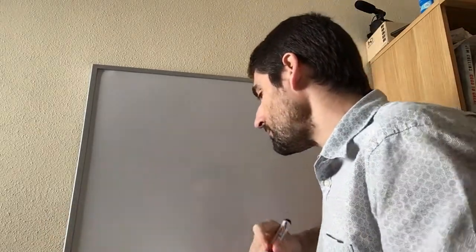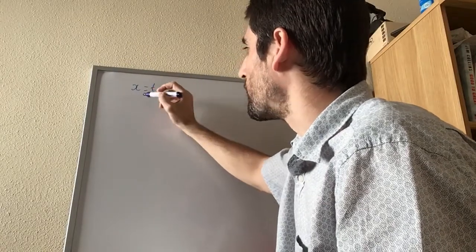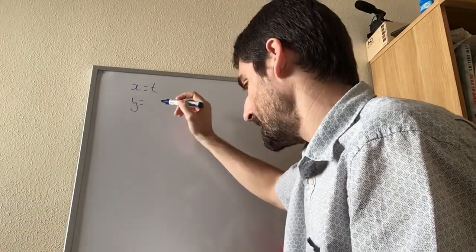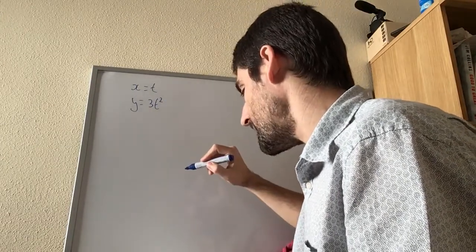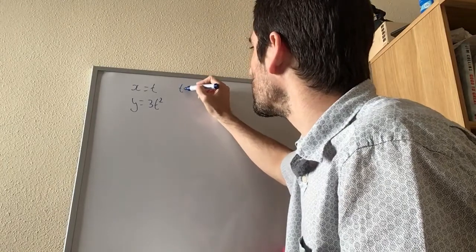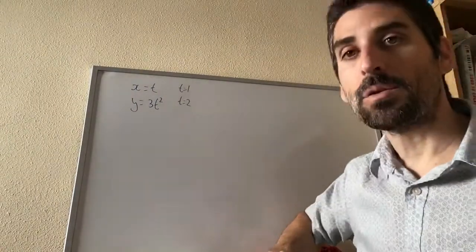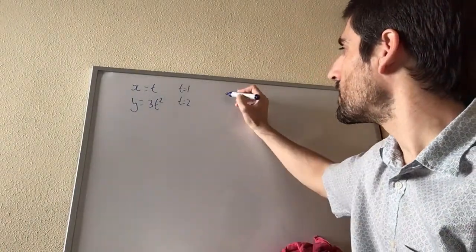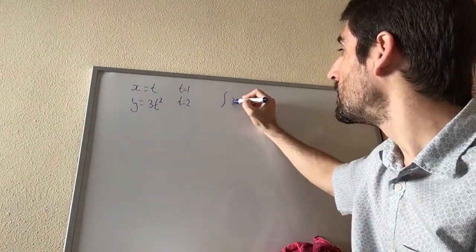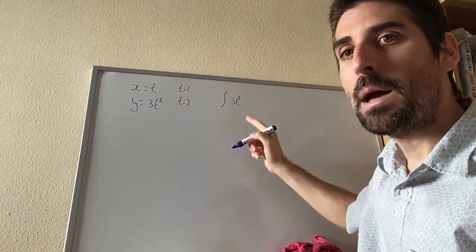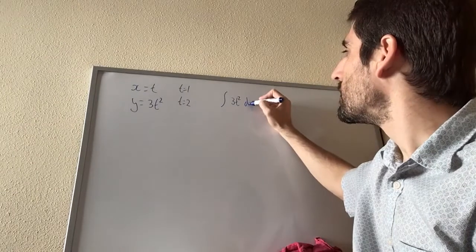So, I've got two parametric equations, and they ask me to find the area under that curve between t equals 1 and t equals 2. Well, I know the area is going to be the integral, we said, of the parametric for y multiplied by the derivative of the parametric for x, how nice, dt.